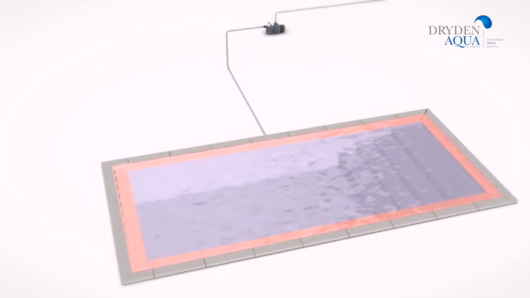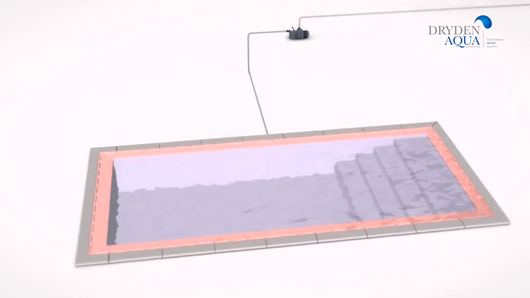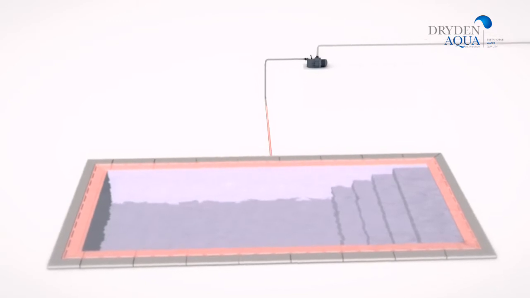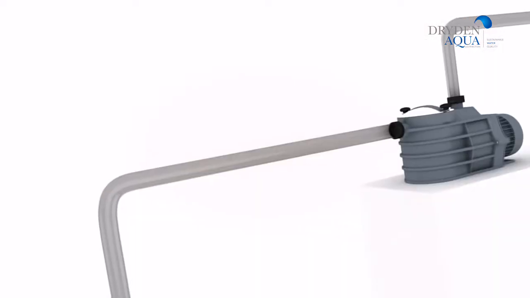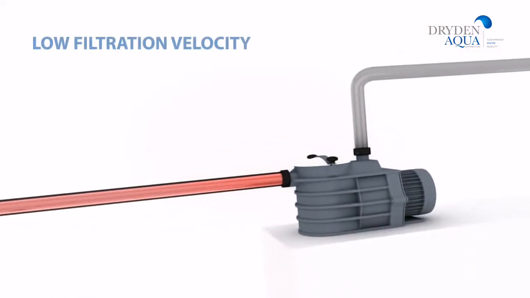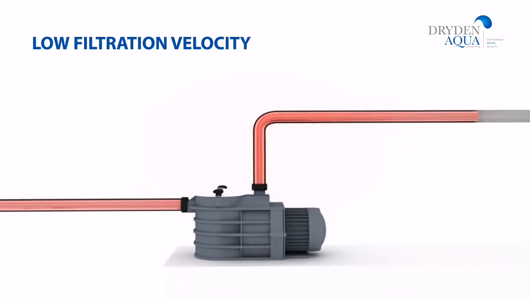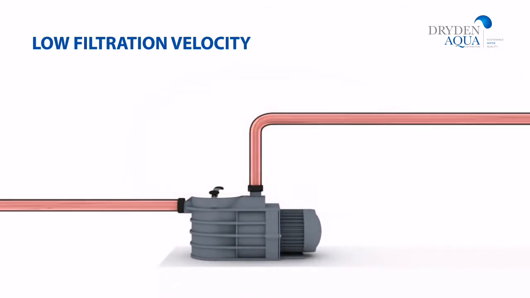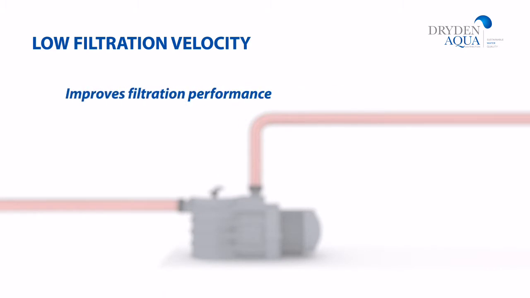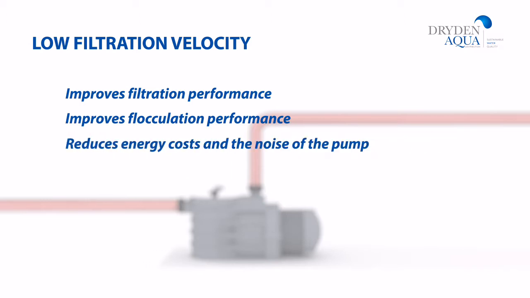A low filtration velocity gives the best mechanical filtration performance. By halving the speed, the performance will be 4 times better. It also increases the reaction time for a flocculant like APF to get the best possible filtration result. The energy consumption and noise level will be reduced. Since we need to backwash at a velocity of 40 to 50 meters an hour, a frequency controller is a good solution to work with different velocities for filtration and backwashing.